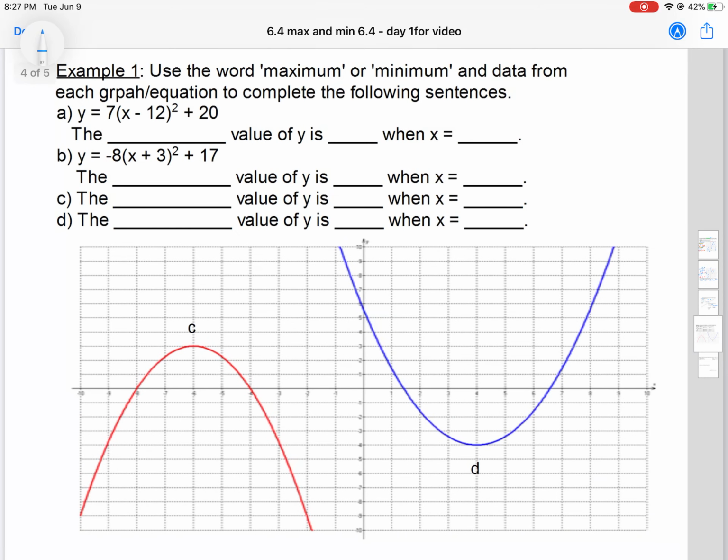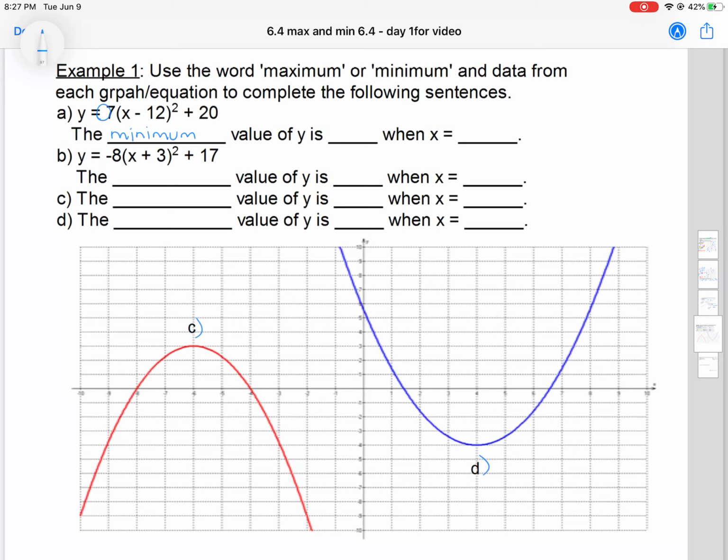All right, write the word minimum or maximum and data from each graph or equation to complete the following sentences. So A and B are just equations, and then you can see here C and D are actual parabolas. So if it's a positive A value, then that means that we are going to have a minimum.